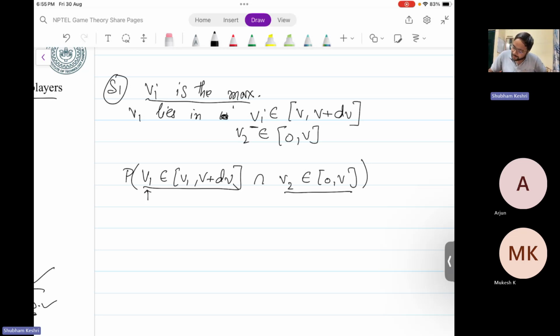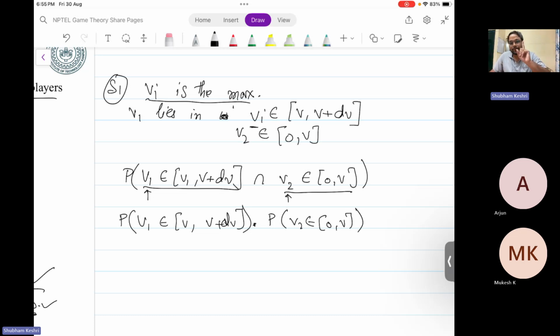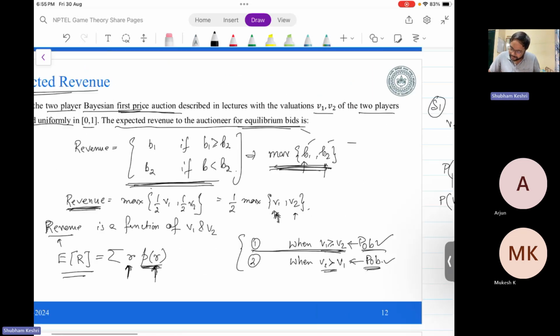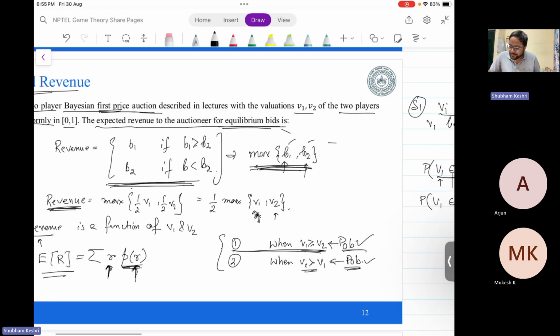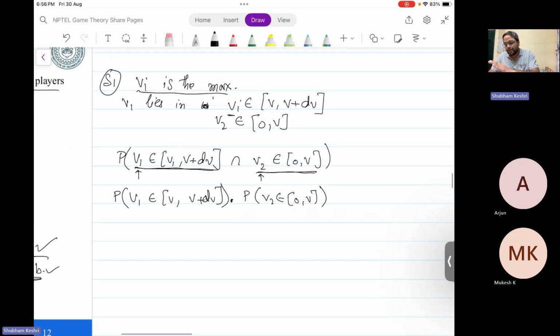Now I'll say these two are independent variables. Therefore, this is given by the probability that v1 belongs to v comma v plus dv times the probability that v2 belongs to 0 comma v. So you could understand why I'm multiplying. That was one issue in the discussion hour: why are we multiplying? This event and this event are independent. These are independent random variables. It is not written over here, but we have to assume that v1 is independent of v2 and v2 is independent of v1. Therefore, these events are independent, and therefore we can multiply.